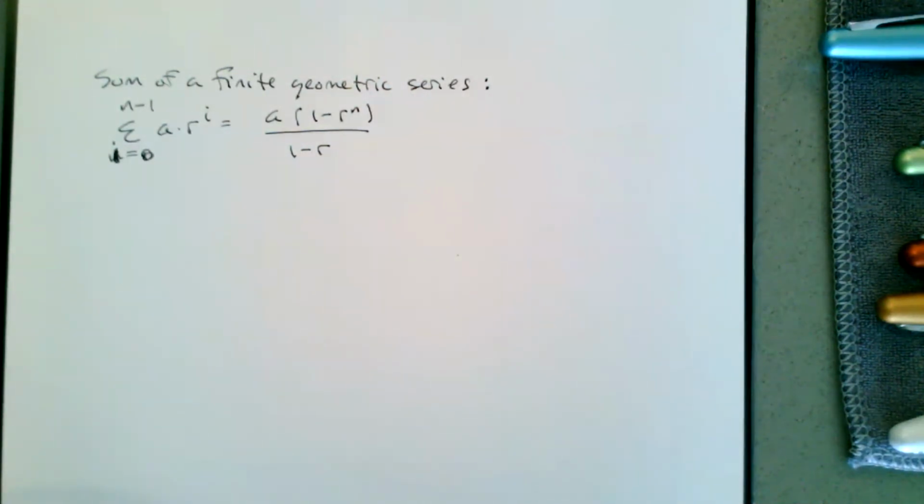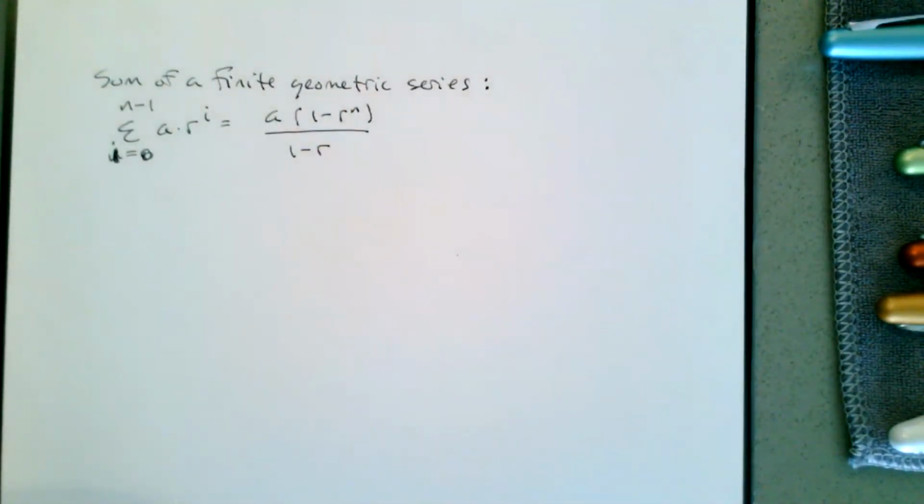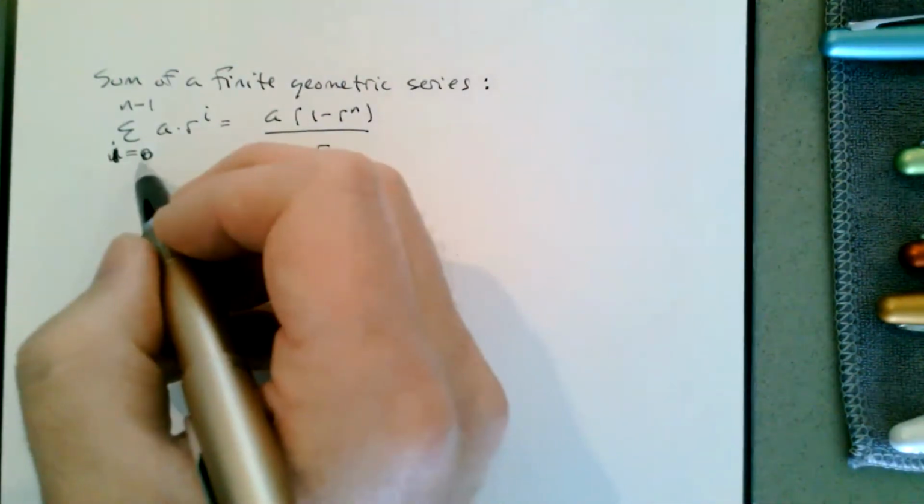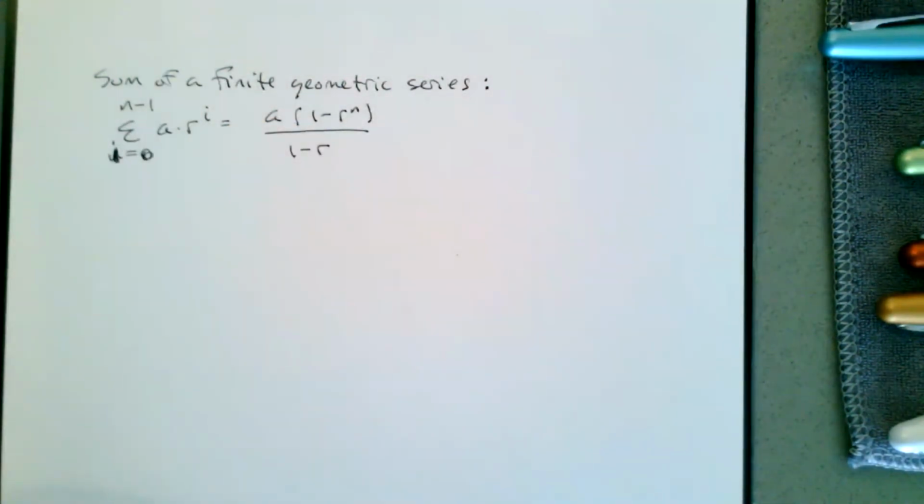So notice that here a is standing in as the first term. If i goes from 3 to 10, then we have to count the number of terms and make sure that we have our first term. So we have to reframe things so that it goes from 0 to n minus 1. Count the terms, make sure you get the first term.